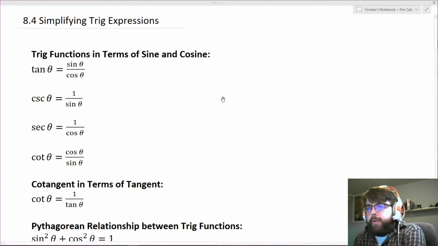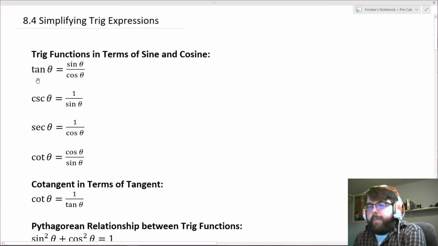Chapter 8, Section 4, Simplifying Trig Expressions. I think I renamed that because we're simplifying expressions. I forget what it said, but I just felt like Simplifying Trig Expressions was a better title for this section. That's probably different from what the textbook says. But let's go over some stuff here.